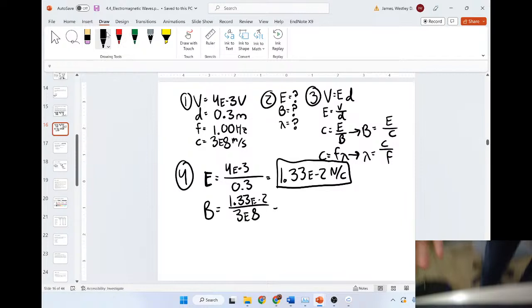We're going to get a very small number, which makes sense because magnetic fields are always much smaller than electric fields. That's what this ratio tells us when it comes to light. Minus 11 Tesla.